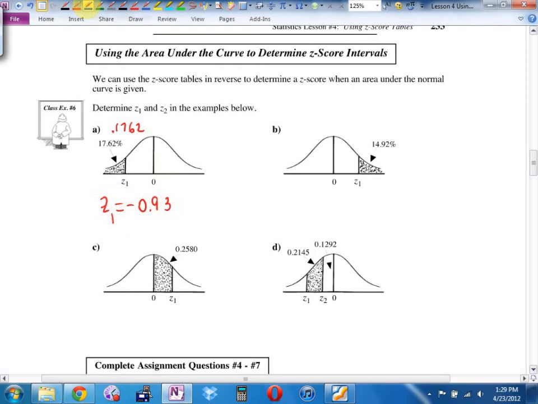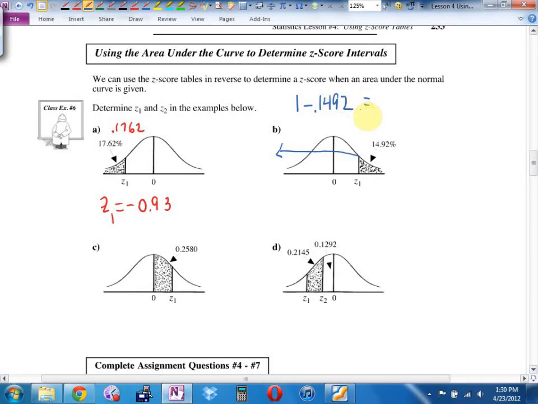B. I've got a bit of a problem because they didn't give me the area to the left, and I need the area to the left. How can I figure out the area to the left, first of all? 1 minus 0.1492, or 100% minus 14.92%, and then change it to a decimal after. I find it easier to change it to decimal beforehand.